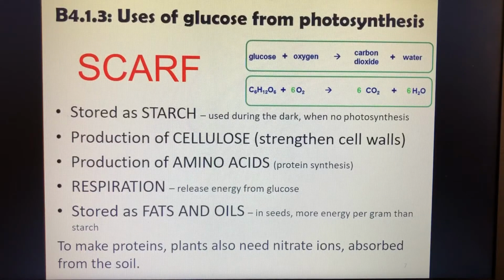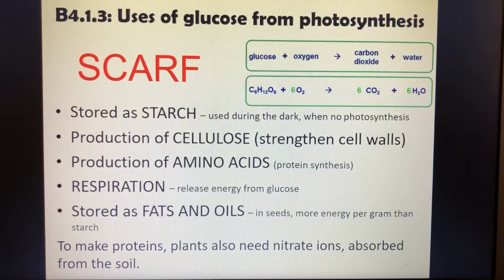Uses of glucose from photosynthesis. Now, I told you this way of remembering it, which is SCARF. The exam board do not know what SCARF means, so you have to spell it out. It's just my little trick for remembering the 5 uses of glucose from photosynthesis. So the plants are doing all this photosynthesis, they are making this glucose, and SCARF helps us to remember how they use that glucose. So some of it is stored as starch, which can be used when it's dark, when there's no photosynthesis, that midnight feast that we talked about.